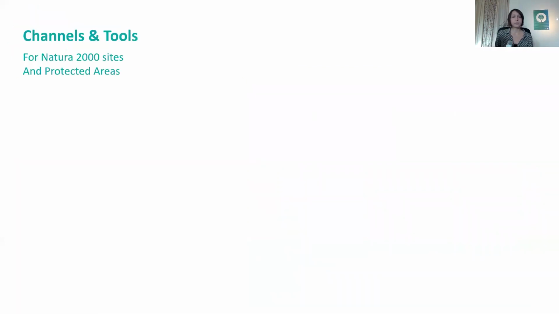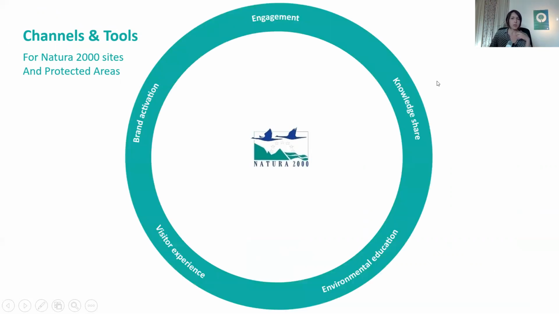And then, finally, we reach our channels and tools for Natura 2000 areas. I'll put this down here. Okay, so I have divided this into 5 key areas, let's say. We want to activate our brand, and this is where all our institutional communications fall. Means the website, our brochures, our flyers about our programs. So this is where everything falls, the institutional communication.